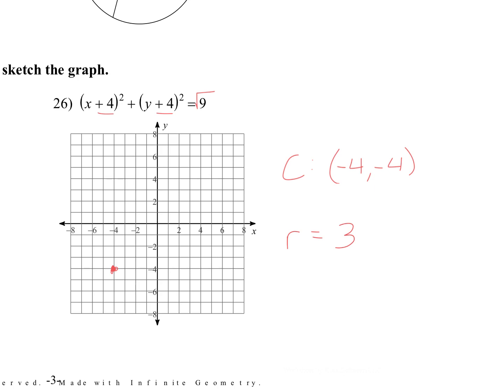Okay? What's the whole point of the radius? You've got a specific length. Right. Go 3 in each direction. So 3 to the side, 3 up, 3 to the side, 3 down. And then make your circle. Okay?